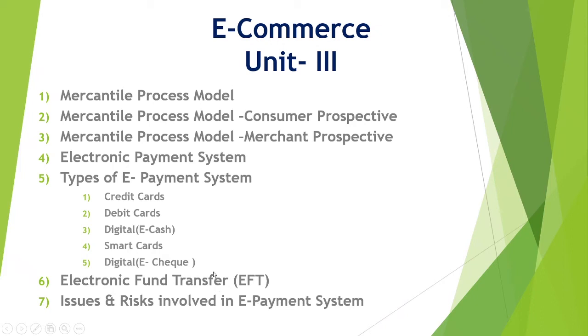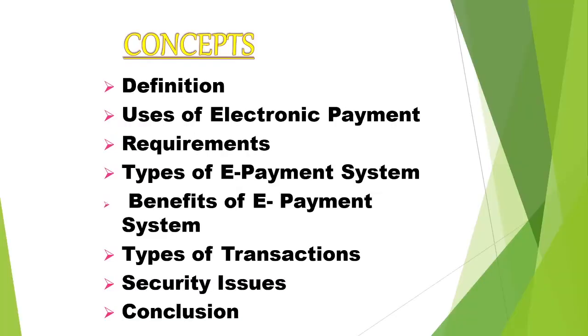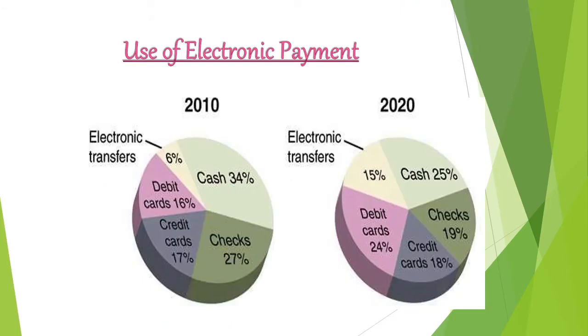Okay, students, Unit 3 we are discussing, and in the last videos I also explained the consumer's perspective of the mercantile process model and also the mercantile process. A very important question: I explained EPS, electronic payment system. Just look at this, it's very important. Definition, systems, and the change of EPS from 2010 to 20. Cash transfers were reduced to 25% as they were 34% in 10 because of the increase in electronic payments.